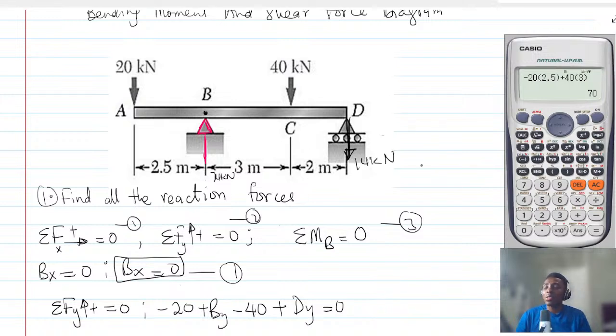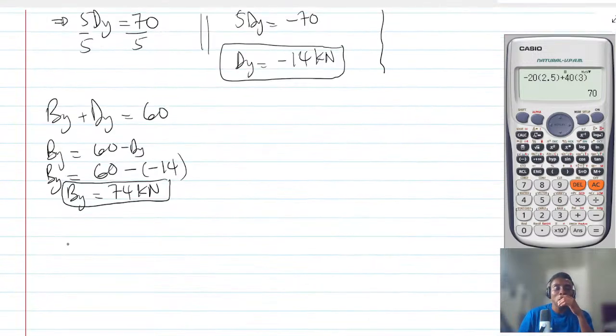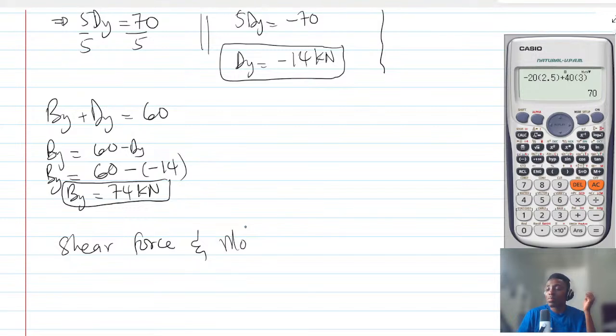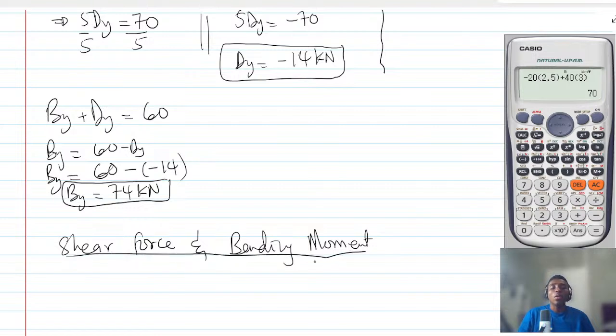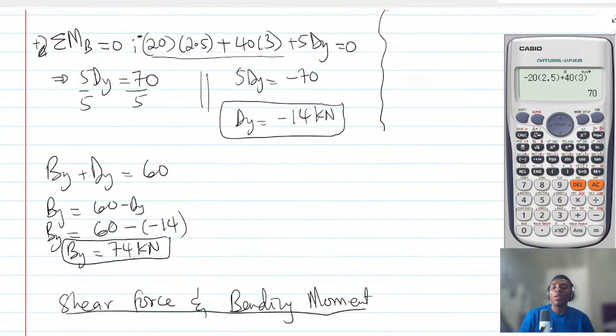So now that we have the forces and everything, this is the best time to draw the shear force and then the bending moment diagram. So shear force and bending moment. Shear force and then what? Bending moment. Okay. So then let's start from the free body diagram.